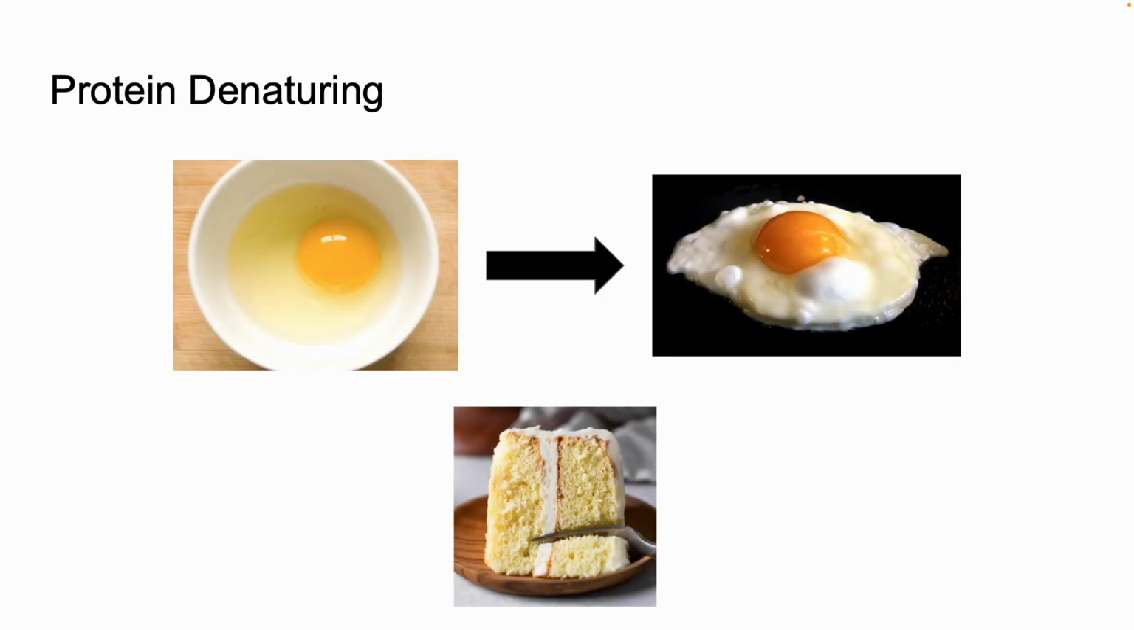Finally, we have protein denaturing. Protein denaturing, by definition, is when a protein breaks down. In this example, we have a raw egg on the left, and after applying some heat, we see that the egg becomes more solid, especially in the white. And that is a textbook example of protein denaturing.